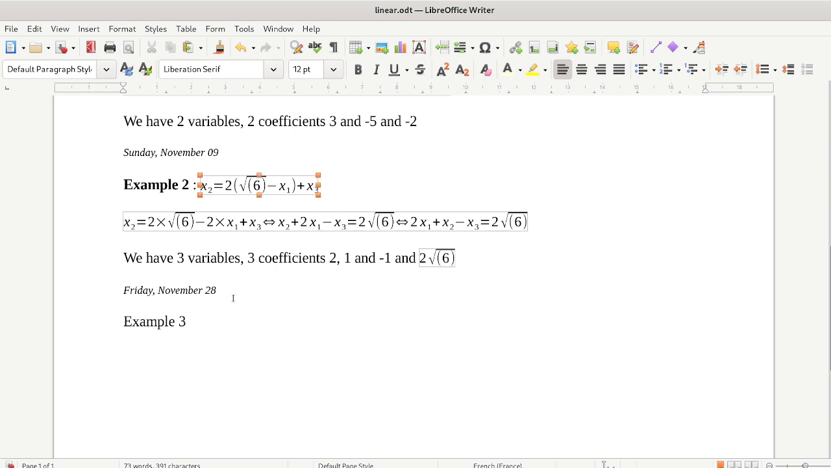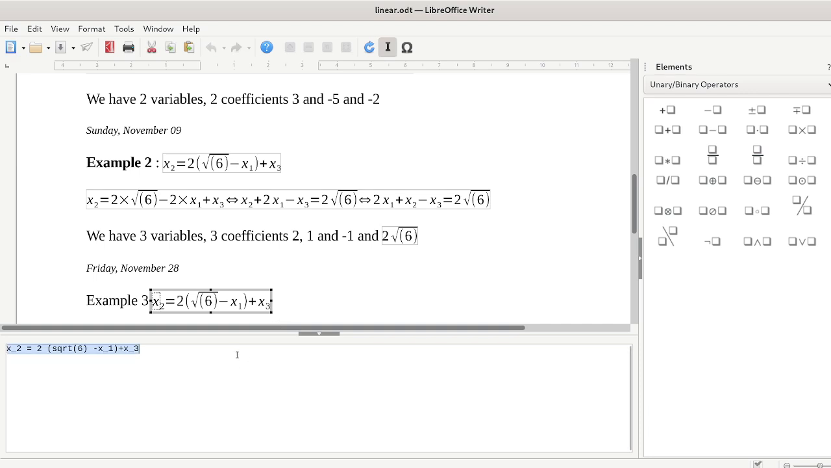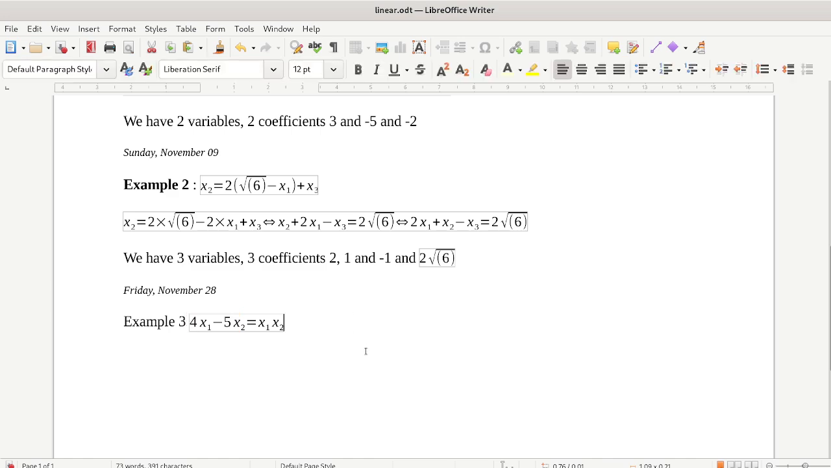Is this a linear equation? x1 minus 5 x2 equals x1 times x2. Is this a linear equation?